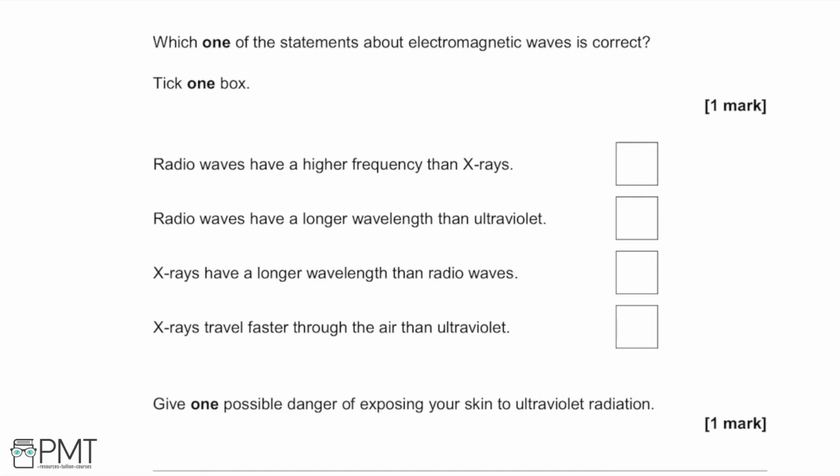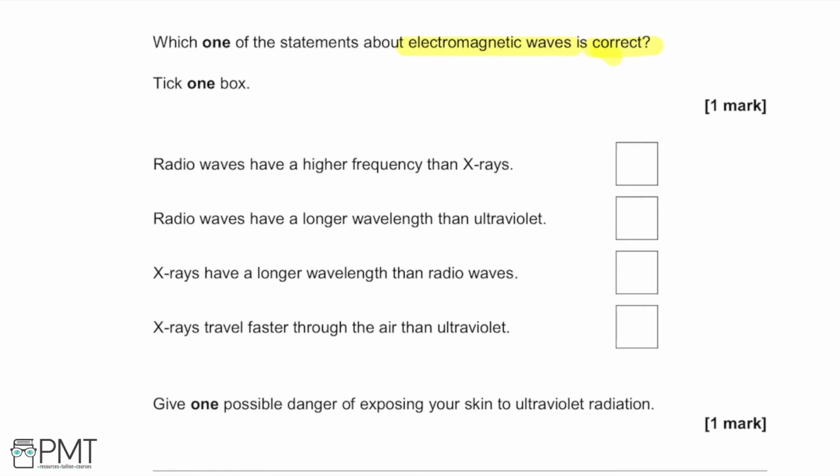So now we're asked which one of the statements about electromagnetic waves is correct here. And we're asked to tick one of the boxes. So we have that radio waves have a higher frequency than X-rays, radio waves have a longer wavelength than ultraviolet, X-rays have a longer wavelength than radio waves, or X-rays travel faster through the air than ultraviolet. So here we're working with the frequency and wavelength of the waves of the EM spectrum. So I think a useful thing to start with here is going to be a quick diagram.